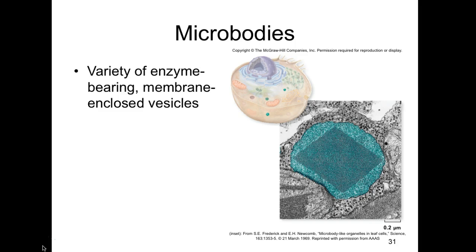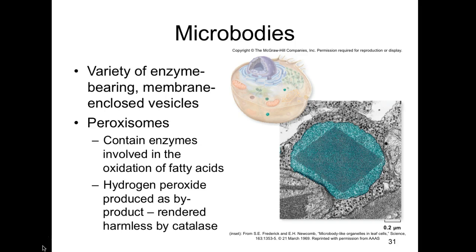There are also structures called microbodies. Microbodies are a variety of enzyme-bearing membrane-enclosed vesicles. A type of microbody is peroxisomes. Peroxisomes contain enzymes involved in the oxidation of fatty acids. Hydrogen peroxide is produced as a byproduct, but we know that the cell counteracts the hydrogen peroxide, which acts as a poison to our cells and can destroy them, by producing an enzyme called catalase. And you know, catalase, when breaking down hydrogen peroxide, forms water and oxygen gas.